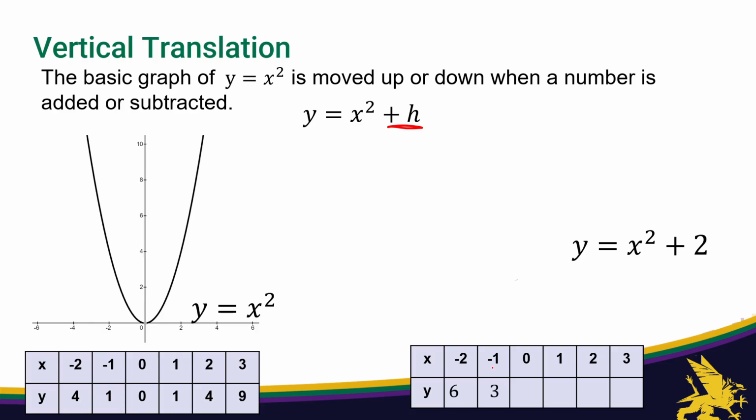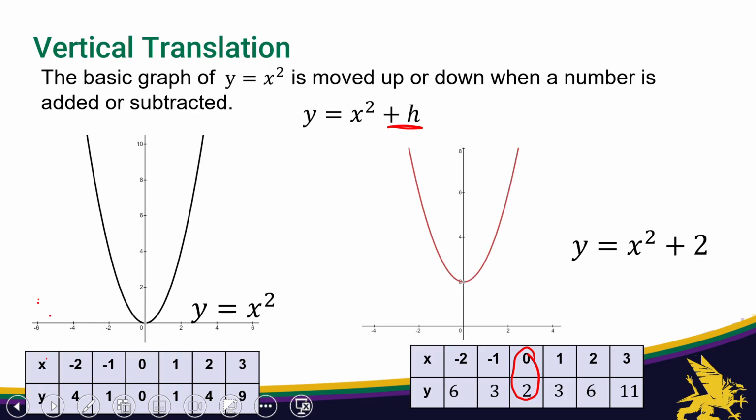-1 squared is 1, 1 plus 2 is 3. 0 squared is 0, plus 2 is 2. And then it's going to start going back up through the same pattern, 3, 6, and 11. So here is the middle point. So the only thing that's happened is because of the plus 2, it's moving our graph up 2.